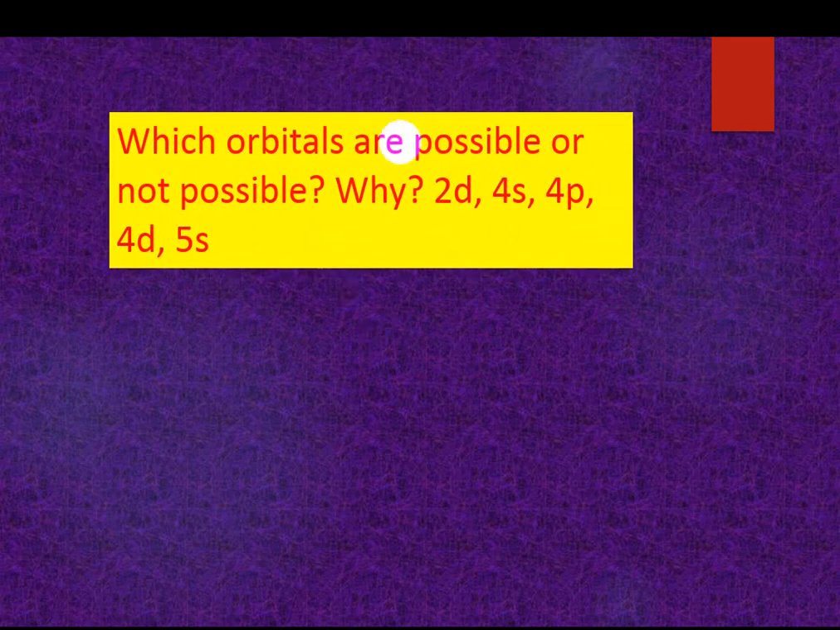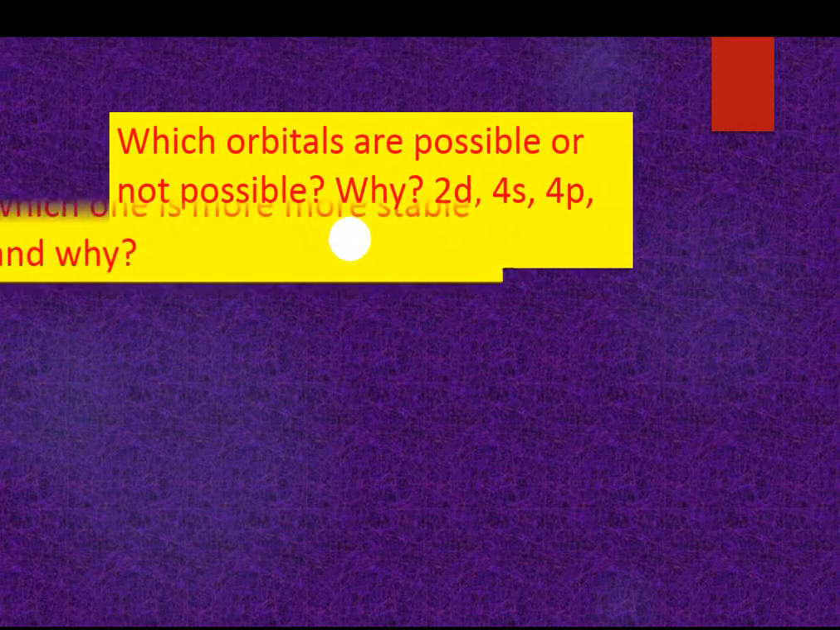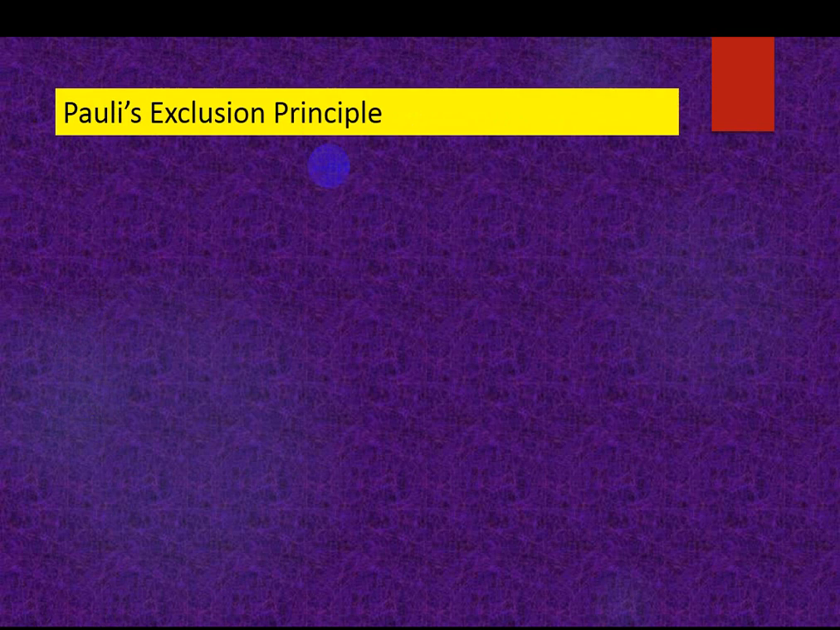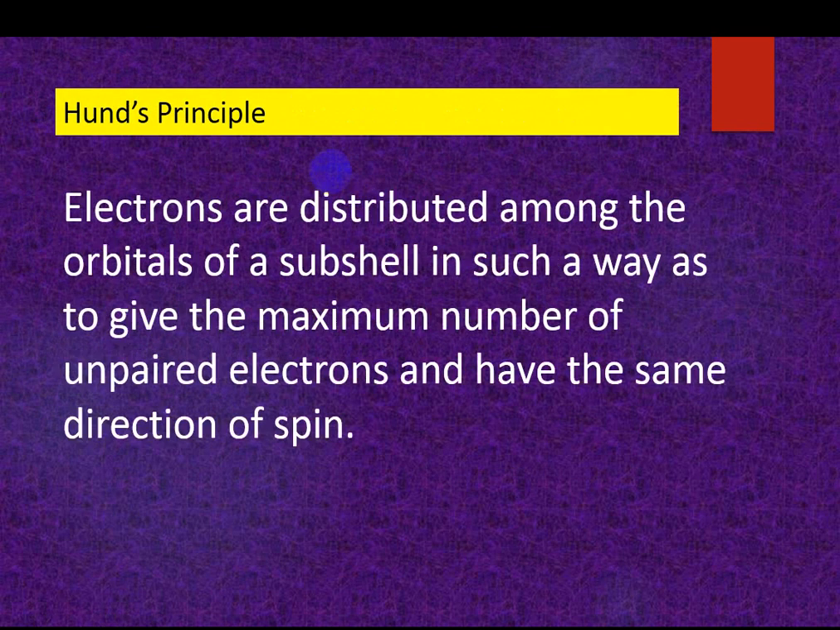Which orbital is possible and not possible? I will discuss these things in later classes.